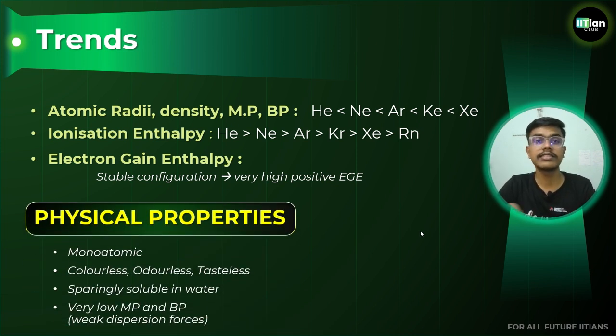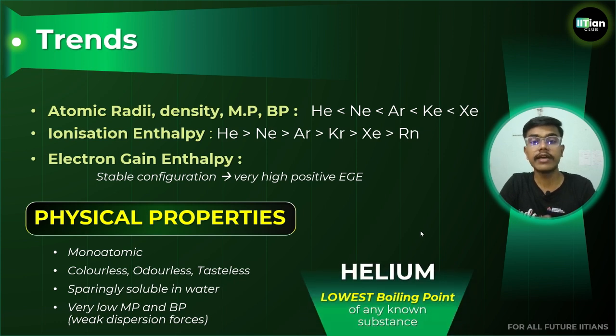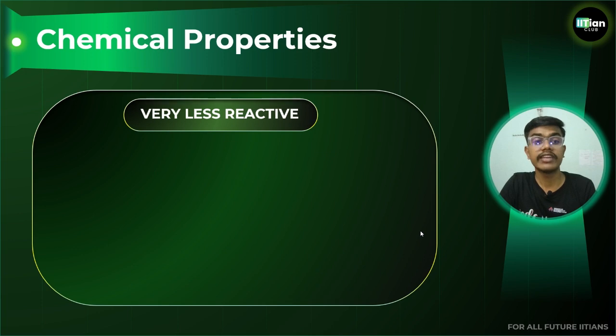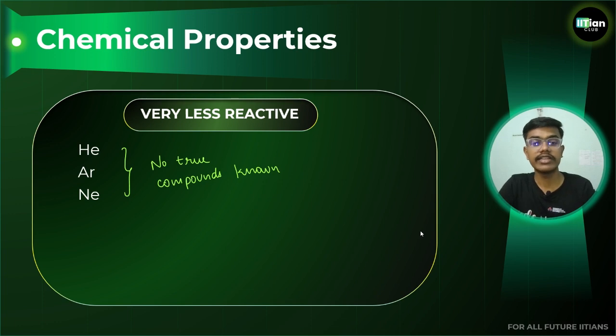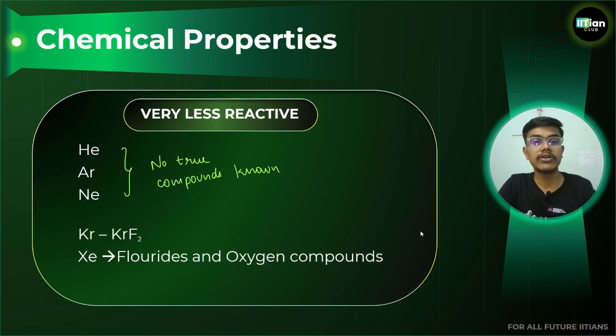Speaking about the physical properties, they are monoatomic, colorless, odorless, tasteless, and sparingly soluble in water. And you have to note they have very low melting points and boiling points because of the weak dispersion forces. This was once tested in JEE Mains as well. And you have to note helium has the lowest boiling point of any known substance. Coming up, we have chemical properties. They are very, very less reactive because they are already very stable. And helium, argon, neon have no compounds known. Krypton has krypton fluoride and xenon forms xenon fluorides and oxygen compounds.